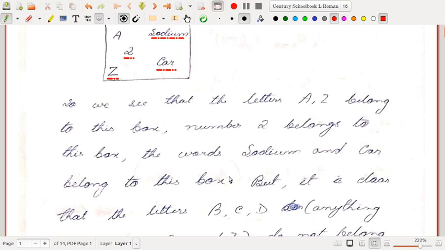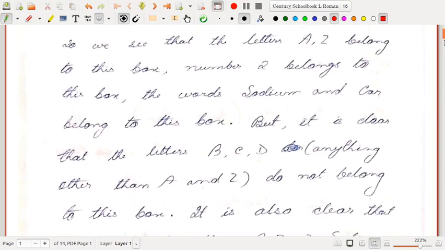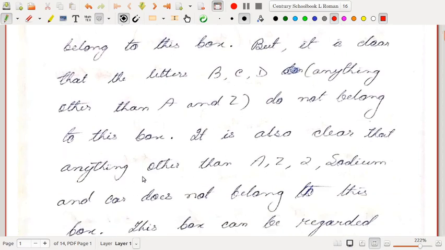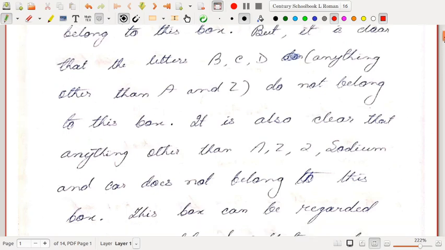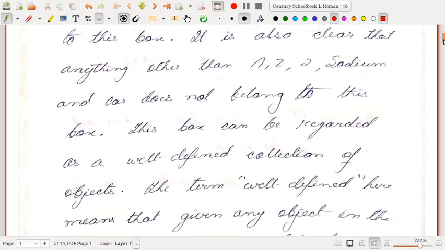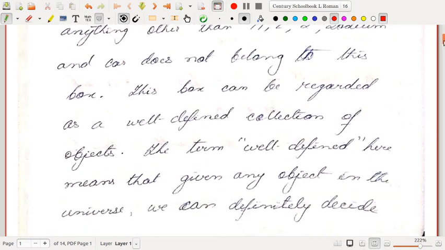But it is clear that the letters B, C, D, or in general anything other than the letters A and Z do not belong to this box. Similarly, it is also clear that anything other than A, Z, 2, sodium and car does not belong to this particular box. So this box can be regarded as a well-defined collection of objects. This box contains some objects and we know what the objects are.